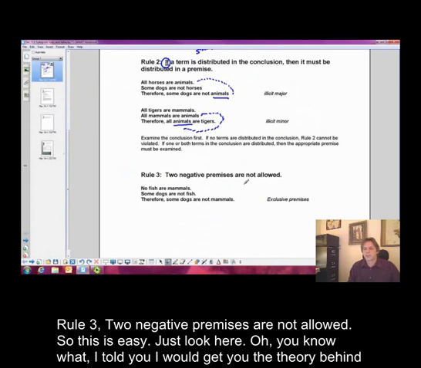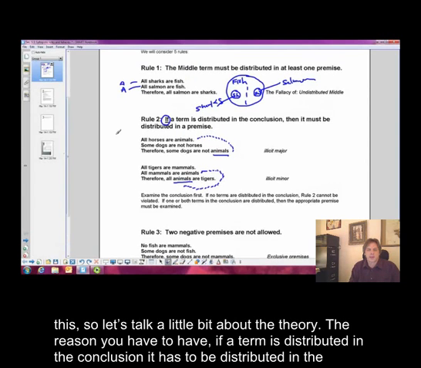Rule 3, two negative premises are not allowed. Okay, so this is easy. You just look here. Oh, you know what? I told you I'd get you the theory behind this. So let's talk a little bit about the theory.